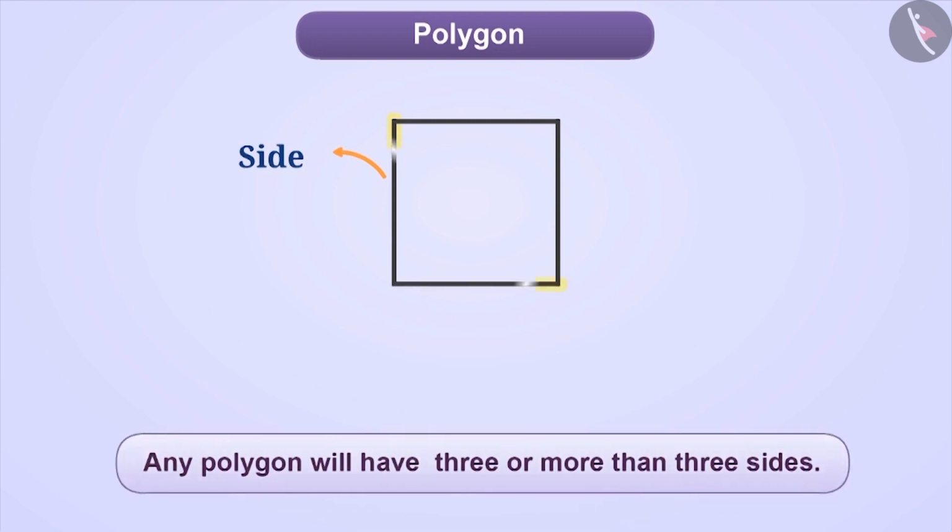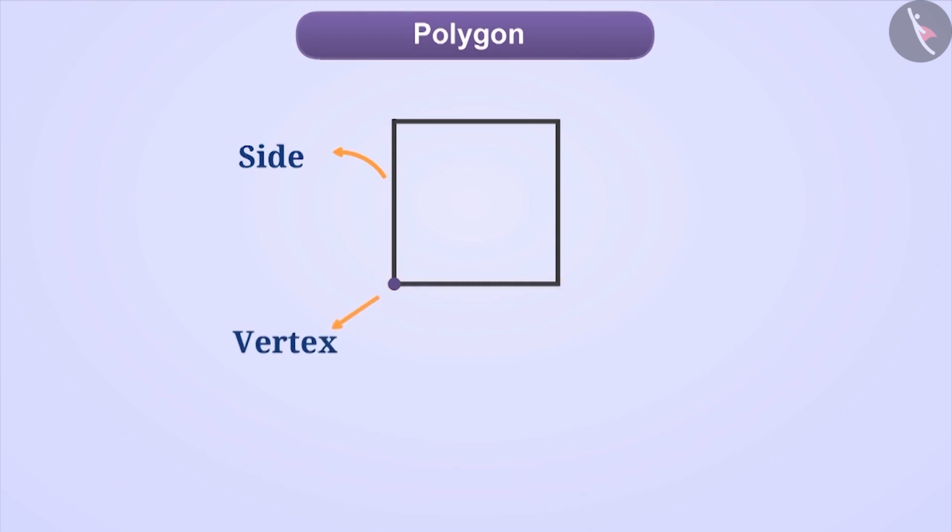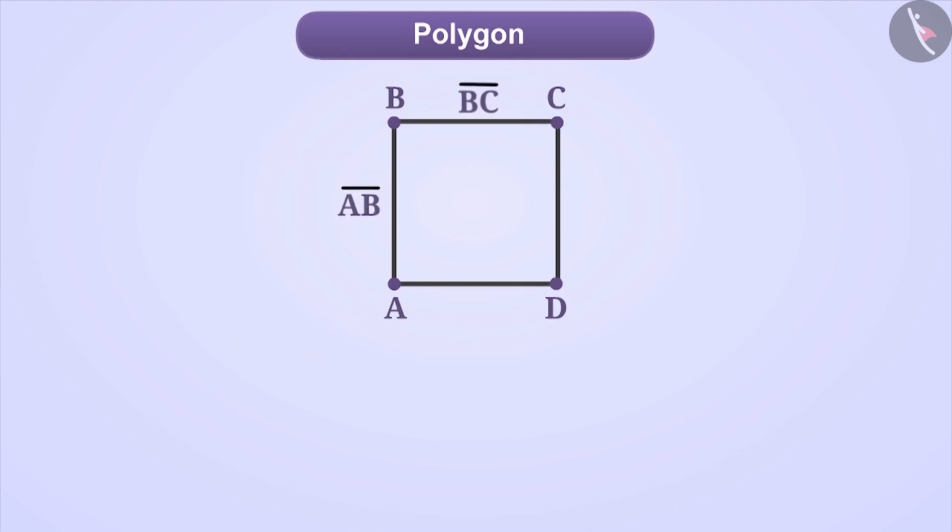The point at which any two sides of a polygon meet is known as a vertex of the polygon. Here, we will name the vertex as A. Similarly, we can name the other vertices also. In this way, we can say that this polygon has 4 sides, which are sides AB, side BC, side CD, and side DA. We can name a polygon with the help of its vertices. Like here, we will name it as polygon ABCD.